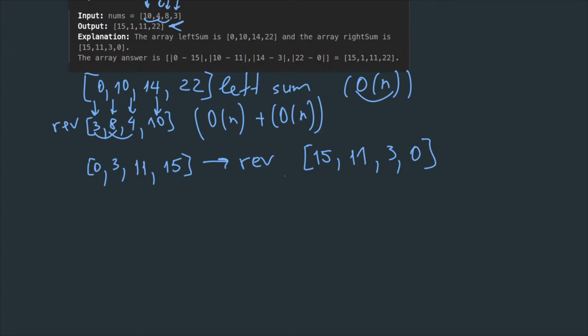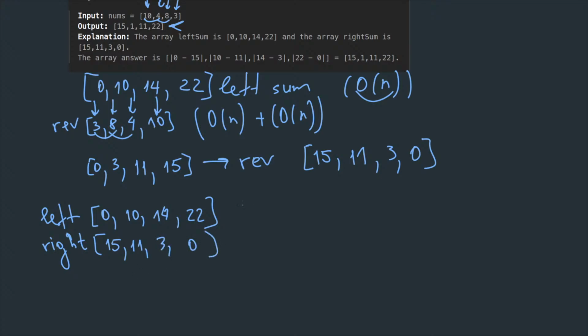Where is left? Yeah, let me write it. So we have 0, 10, 14, and 22. And the right one will be where, yeah, this was left, I assume, yeah, this is left. And this will be right. And right will be 15, 11, 3, and 0. So if we do our math operation.